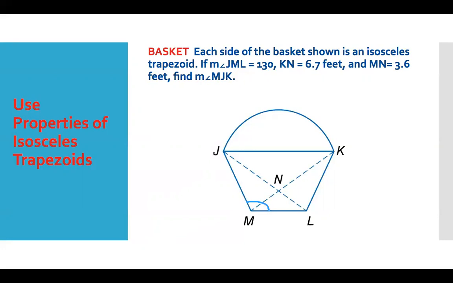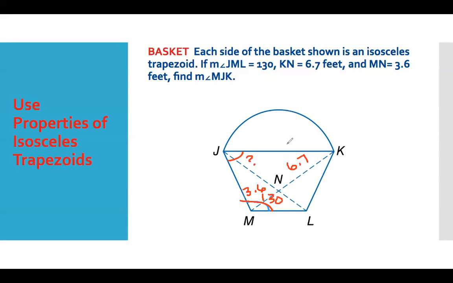Let me pick a different color to make it easier. That's this angle right here, and it's 130. Then they tell us that KN is 6.7. So this is 6.7. And MN is 3.6. Okay. And then they want to know what's the measure of MJK. So what is the measure of this angle?